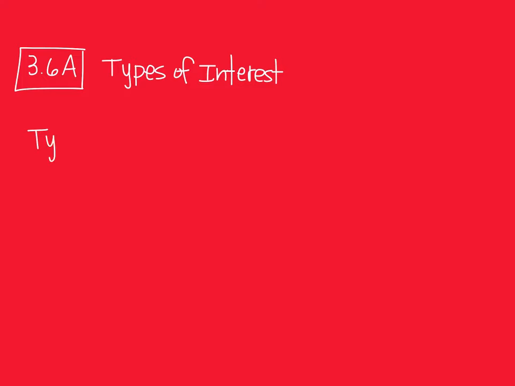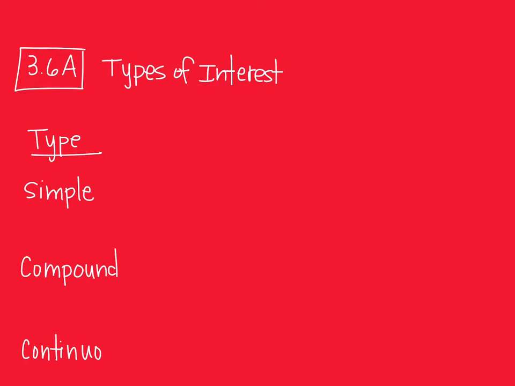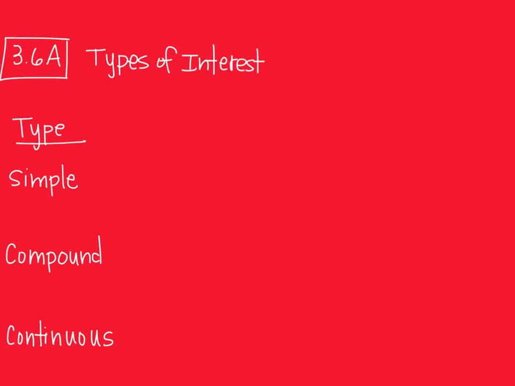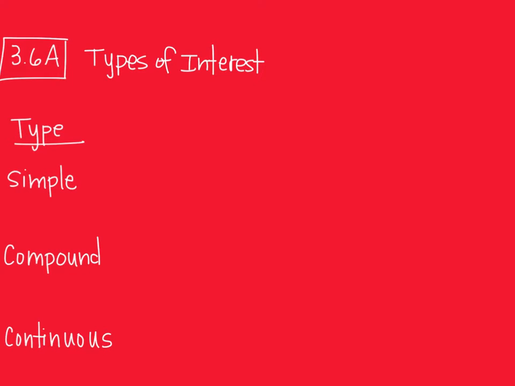So what you should do if you're organizing your notes, we're going to do 3 types. The first type is called simple, and then maybe skip 2 lines. The next one is called compound. Then skip a couple lines, and the last one is called continuous. Okay, simple, compound, and continuous. Those are the 3 kinds we're going to learn today.